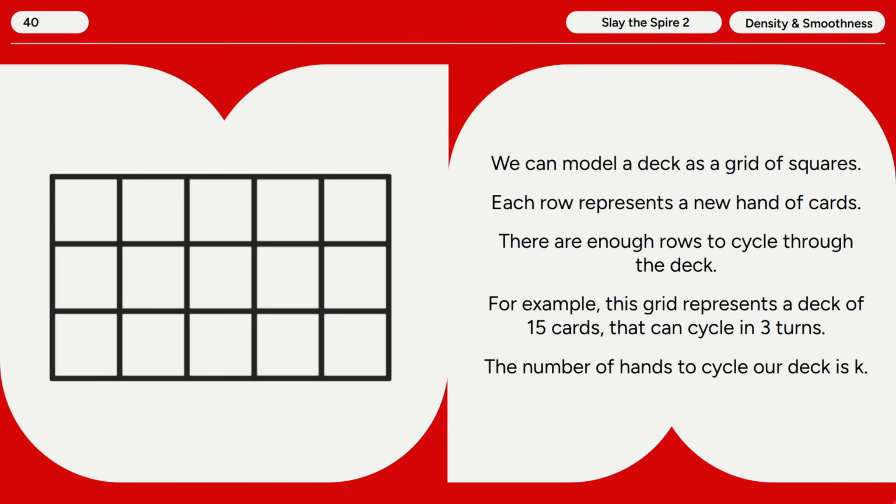With those ideas in mind, we're going to model it here. So we can model a deck as a grid of squares. Each row represents a new hand of cards, and we'll say that there are enough rows to cycle through the deck. So for example, this grid represents 15 cards, 3 hands of 5.